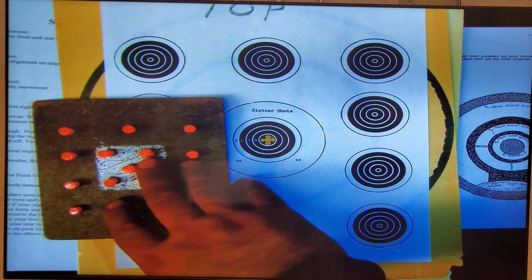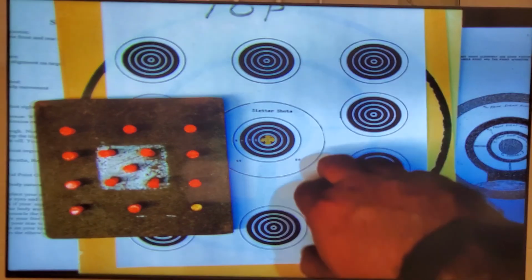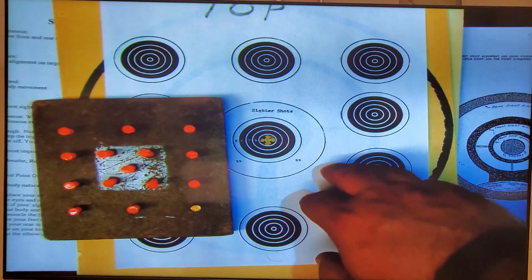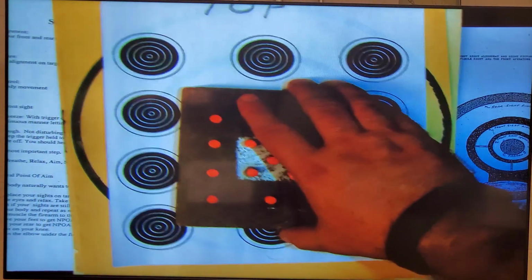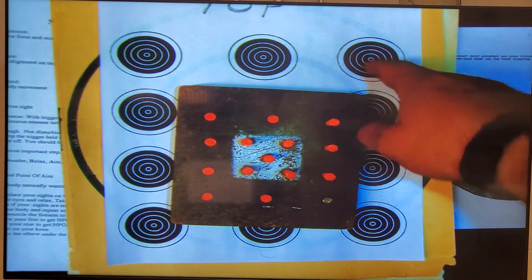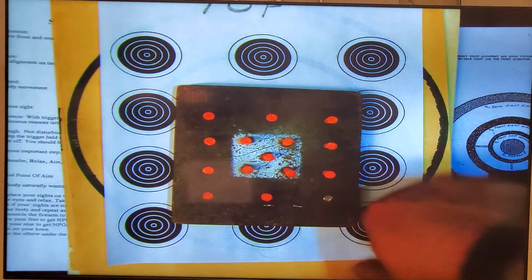You've got 15 rounds, a target and a rifle, and your job is to do the best score possible. So you adjust your sights, and then you start shooting for score. So 1, 2, 3, 4, 5, like that all the way around.